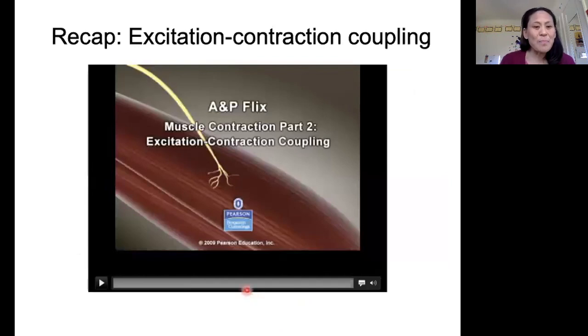And finally, I just want to point out that I am going to have you watch this video that shows the events of excitation contraction coupling. I do want to point out there is some terminology introduced in there that I haven't introduced to you. Don't worry about it. I won't hold you responsible for knowing it, but it's a very nice animation of the whole process.